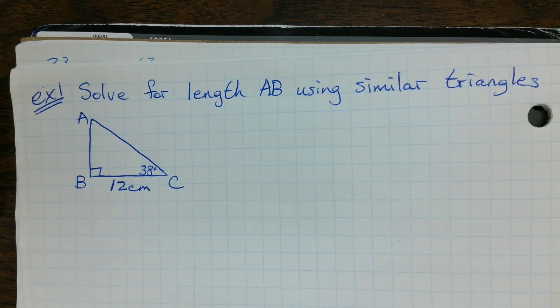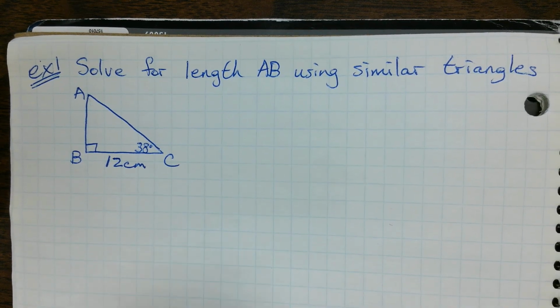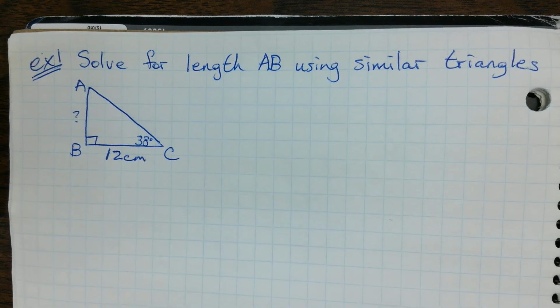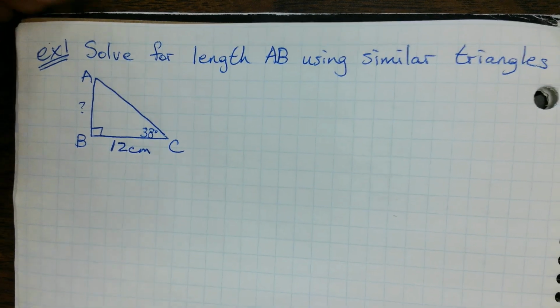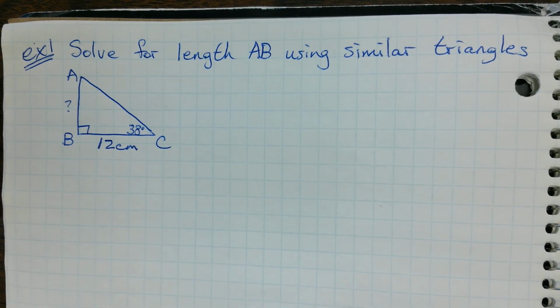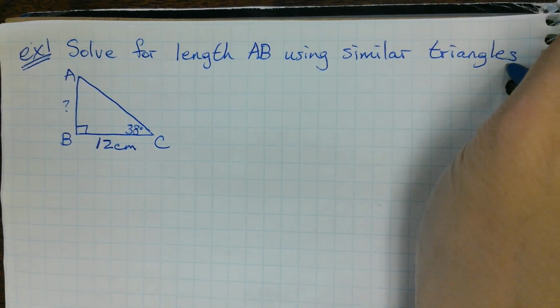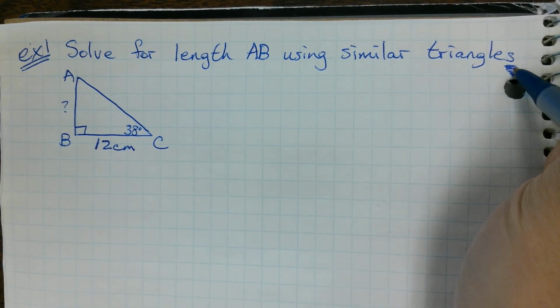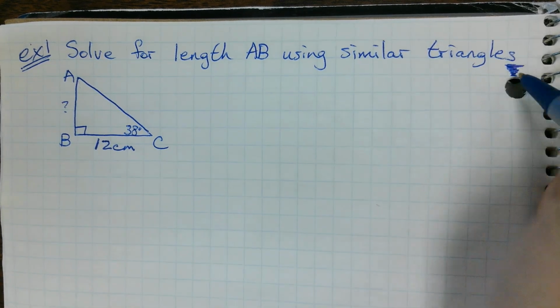Okay, so example 1, solve for length AB, which is this side right here, a side length, using similar triangles. What is wrong with this question? We need another triangle. Yes, that's right. Using properties of similar triangles, we need at least 2 triangles.